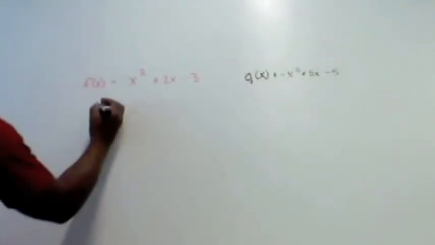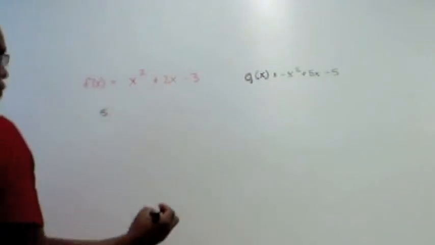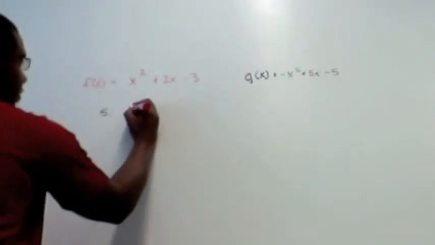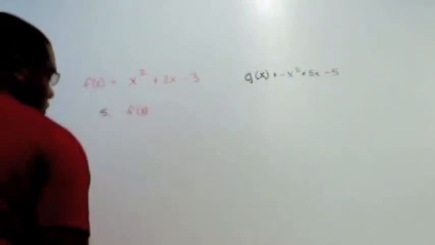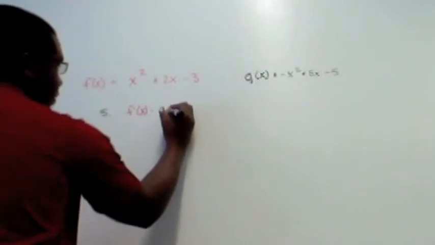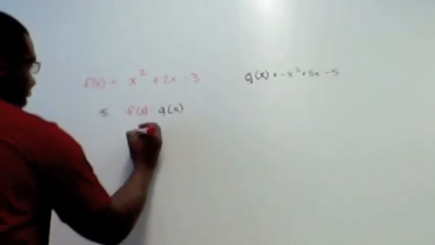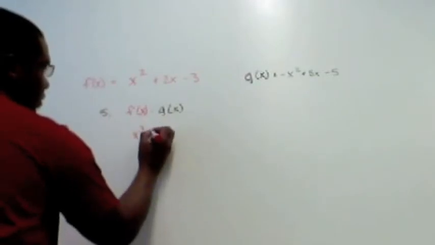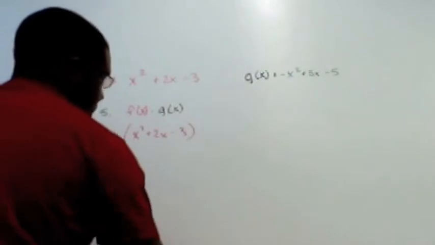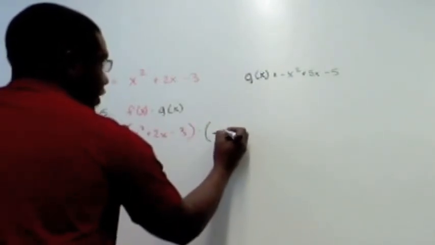Now for number 5, for this question you've got f of x multiplied by g of x. So what is happening with that is I've got my entire f of x value, and that's being multiplied by my g of x value.